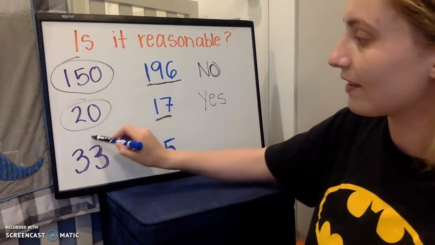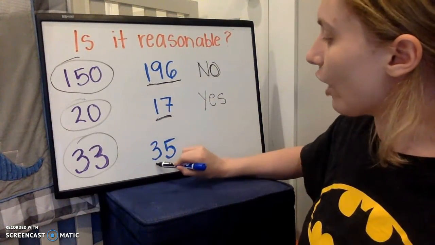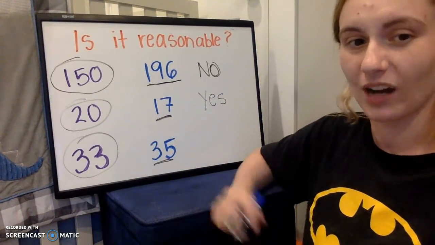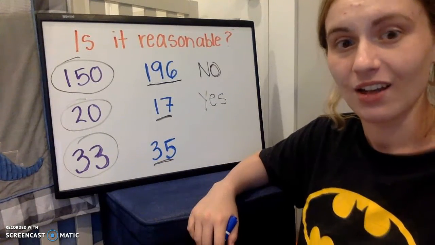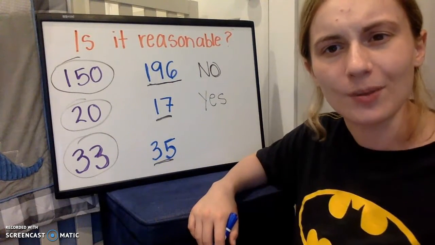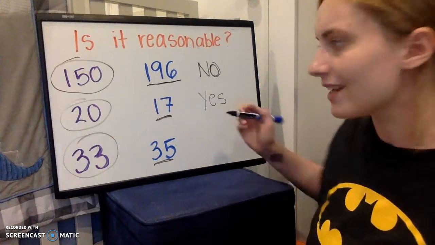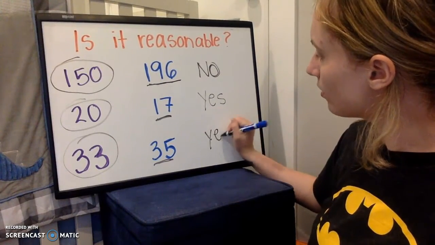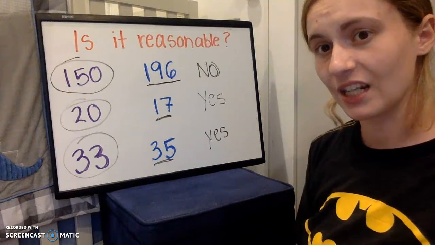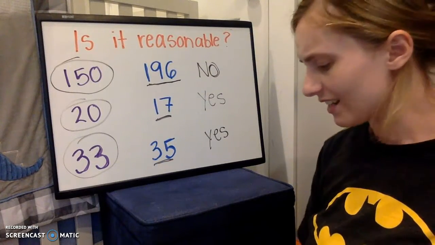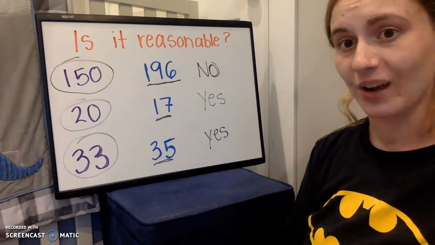Lastly, if they told me they got 33 and I got 35, would I say that's a pretty reasonable answer? Absolutely. 35 is only 2 numbers away from 33. So I'm going to say yes, that's reasonable. If you were just guessing and you told me about 33 and the real answer was 35, I'd say that's a pretty dang good guess, right?